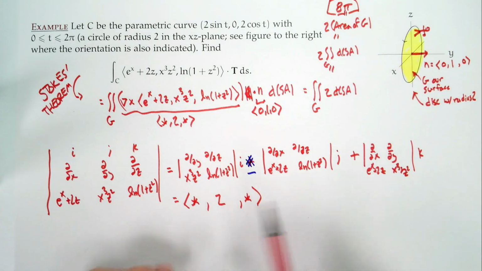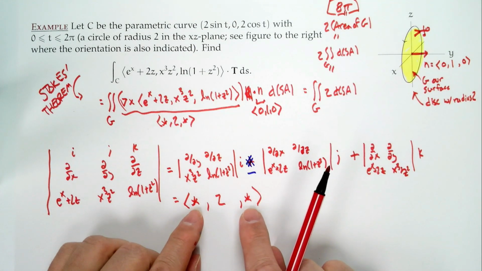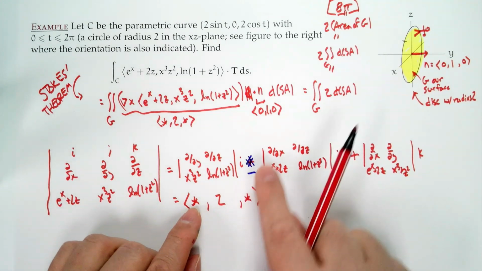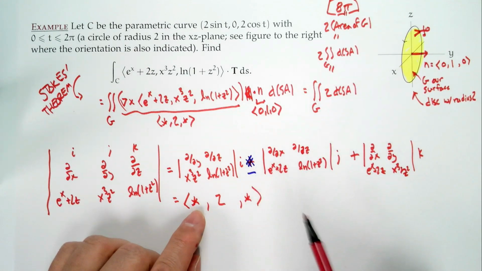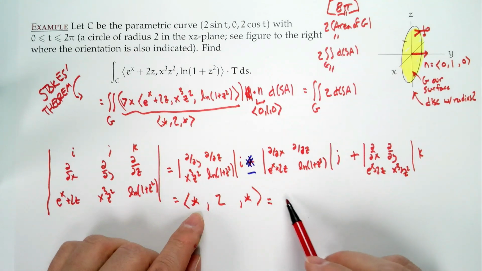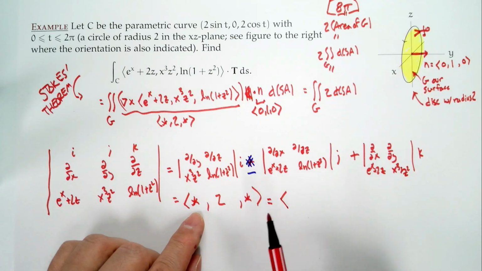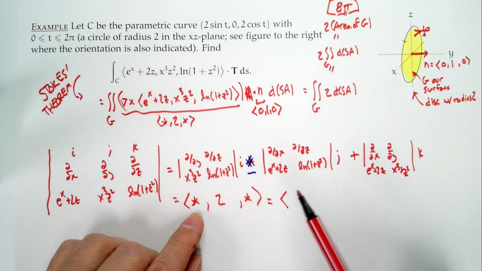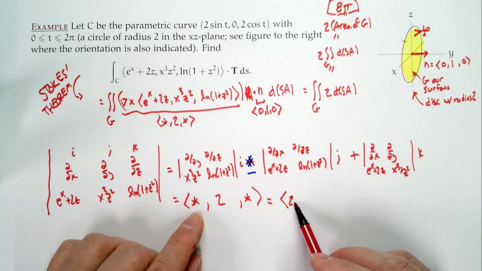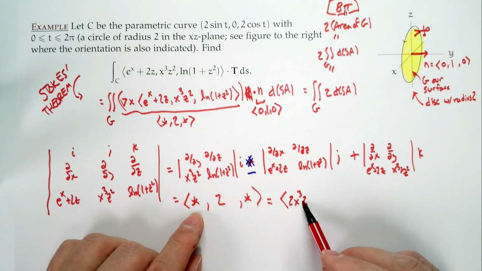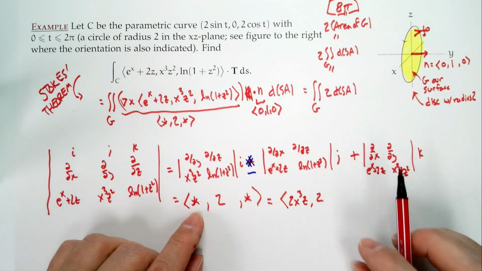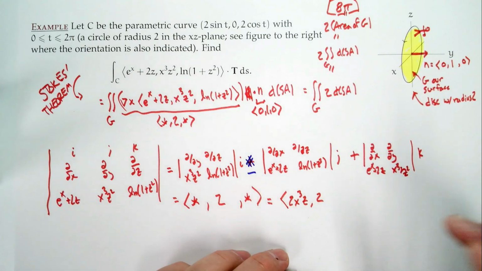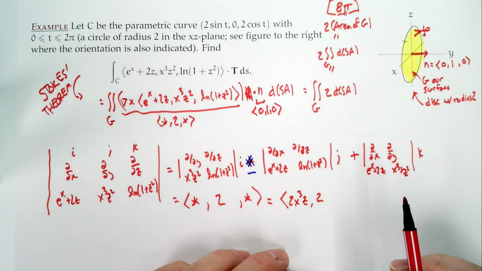That's using the knowledge ahead of time: I only need to pay attention to the middle entry. If we wanted to take the curl all the way, the derivative with respect to y of log of 1 plus z squared is 0. Derivative with respect to z of x cubed z squared would be 2x cubed z. The 2 stays the same. We haven't done anything to change that. That's a good sign.